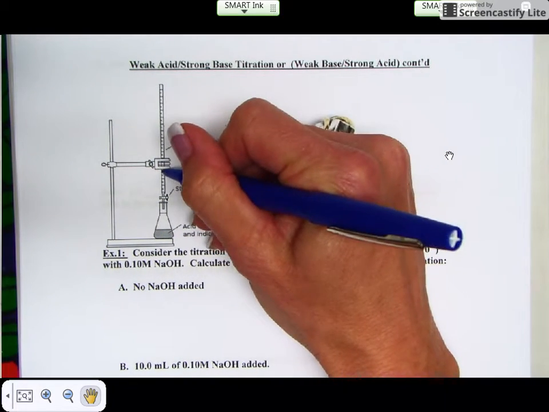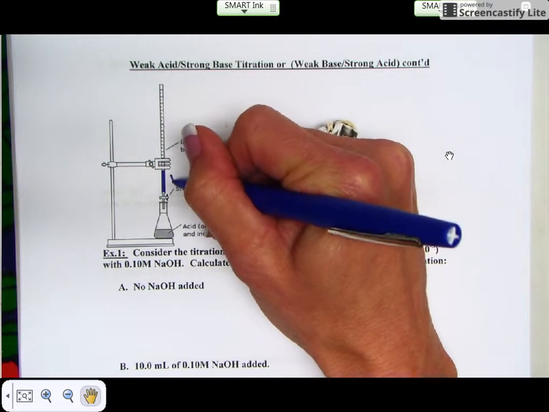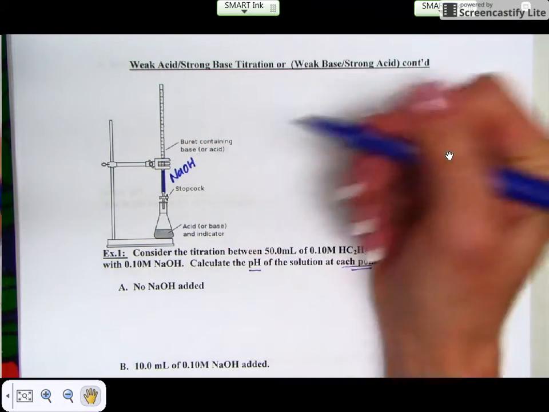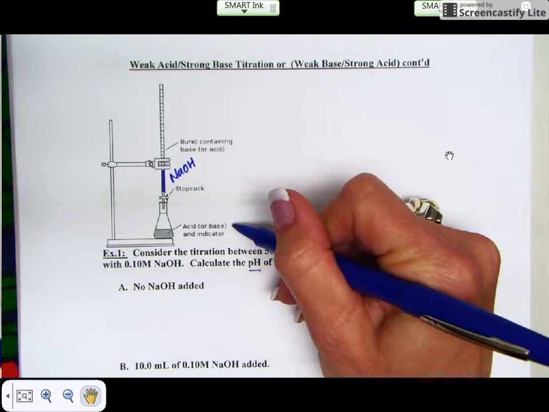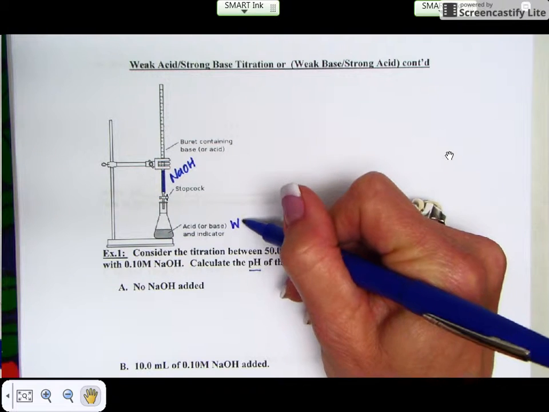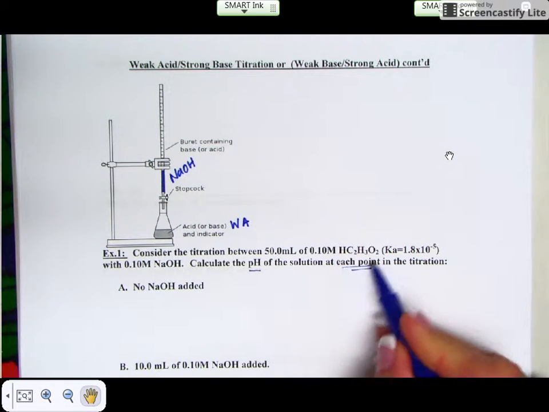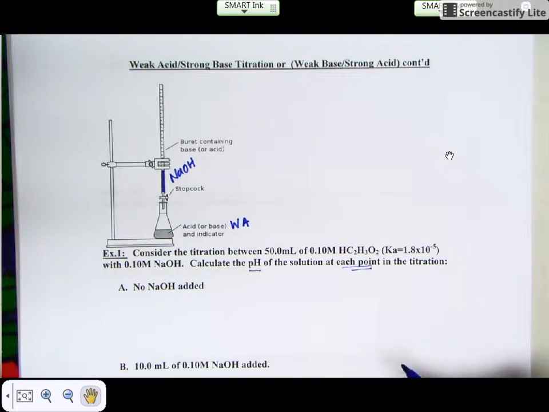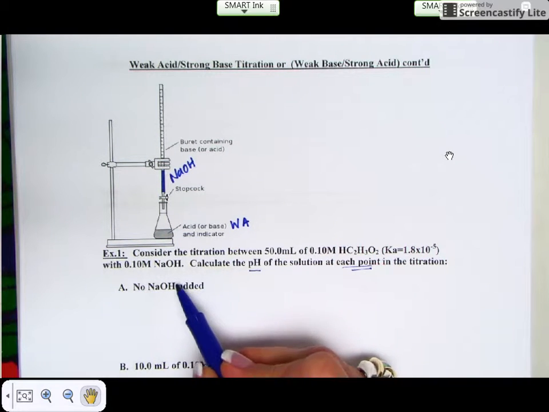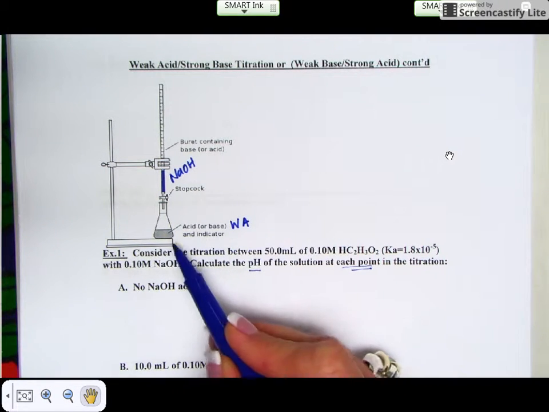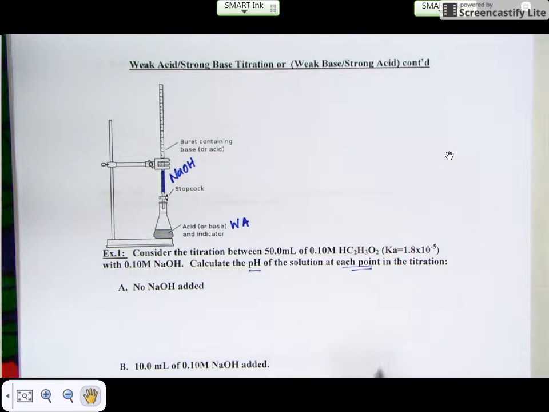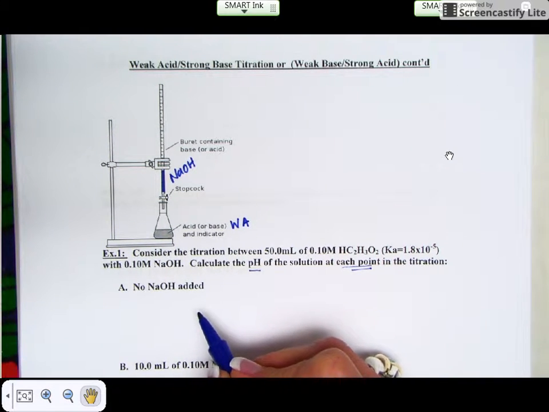Now, initially in part A, it wants us to calculate the pH before any sodium hydroxide has been added. So remember, your sodium hydroxide in this example is in your burette. Inside your flask, you have your weak acid. In this case, that's acetic acid. So before any sodium hydroxide has been added, the pH in the flask is what we're going to determine. So this is just a weak acid equilibrium calculation.